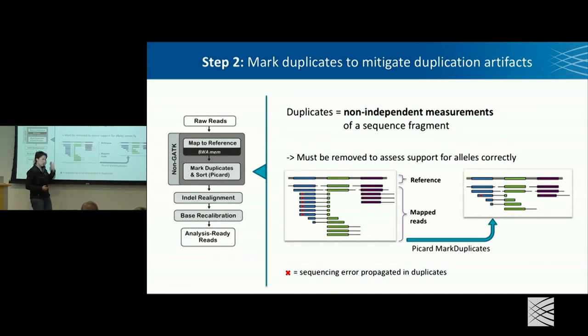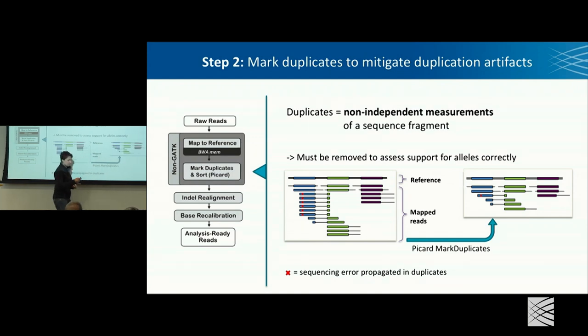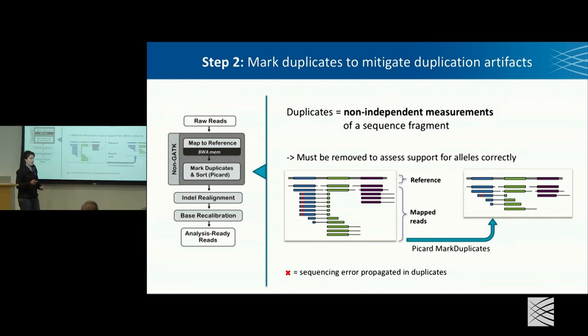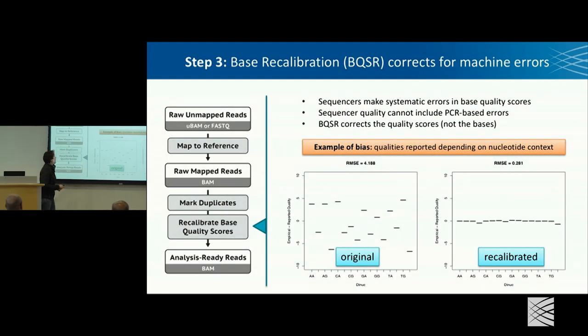We don't necessarily want to throw them out, but we want to be able to ignore them. And so marking them allows us to do that. And so we have an algorithm from the Picard toolkit that is going to allow us to take just one representative read from a group of duplicates, and that's what the variant caller will see. Okay? All right. Then there's one more pre-processing step.